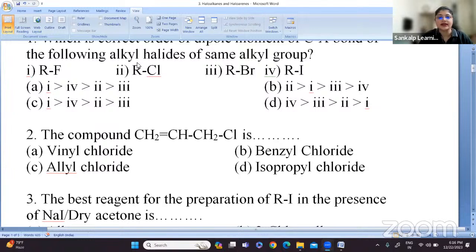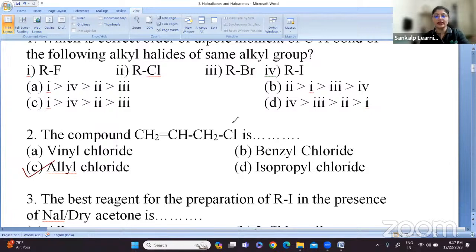Anvita has answered it as option number C. Vedvati has also answered it as option number C. Nikita has answered it as D. Shushti has answered it as A. Fine. So the answer is C. I'll explain to you the meaning of each term.